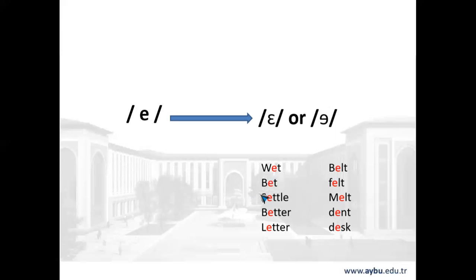Wet, bet, settle, better, letter, belt, felt, melt, dent, desk. Notice how the name of the letter becomes different in terms of its pronunciation, as the name of the letter doesn't represent the sound of the letter. E has the sound E as a short sound.